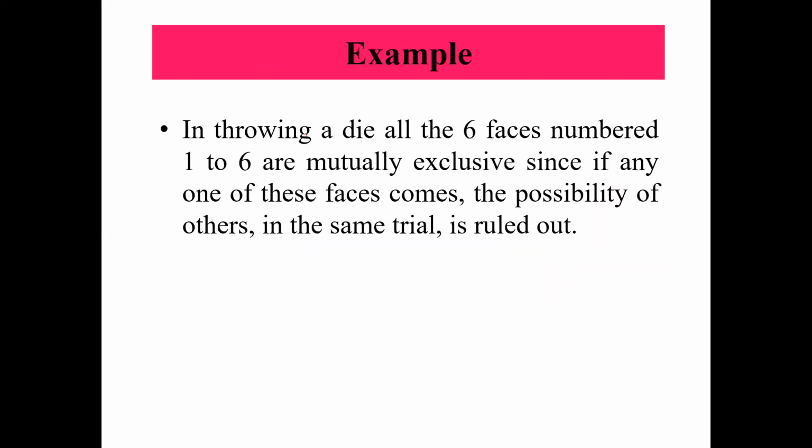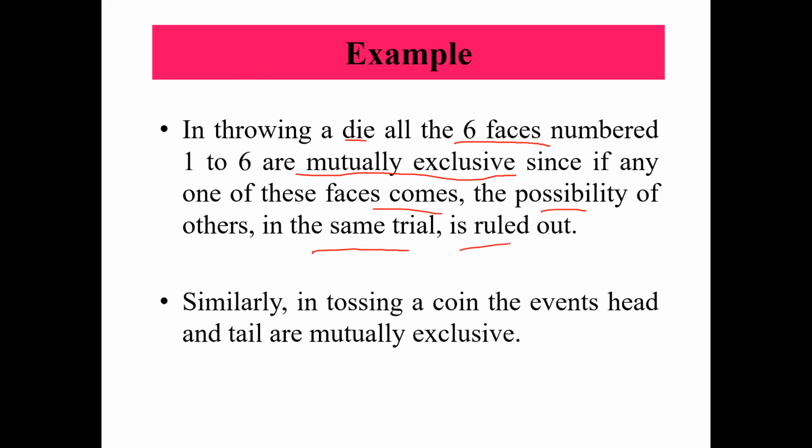For example, in throwing a die, all the 6 faces numbered 1 up to 6 are mutually exclusive, since if any one of these faces comes, the possibility of the others in the same trial is ruled out. Similarly, in tossing a coin, the events head and tail are mutually exclusive. Once we toss a coin, we may get head or tail. That is known as mutually exclusive.